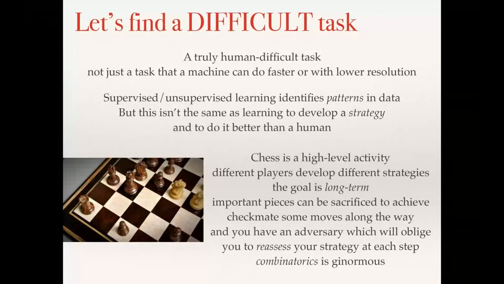When we also think about humans and their ability to develop their intelligence, we think about chess players, which are supposed to be people who are able to think about many different moves and many possibilities that could appear when their opponent also moves, think several steps ahead, and also maintain a level of strategy to be able to win. Okay, so in chess, which is a high level activity, different players develop different strategies. The goal is to win the game, it's a long-term goal. And in fact, to achieve that particular goal, important pieces, let's say like the queen, might be sacrificed in some moves just because this will allow us to arrive to the goal, which is the checkmate.